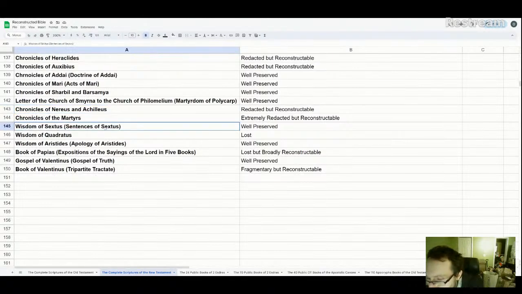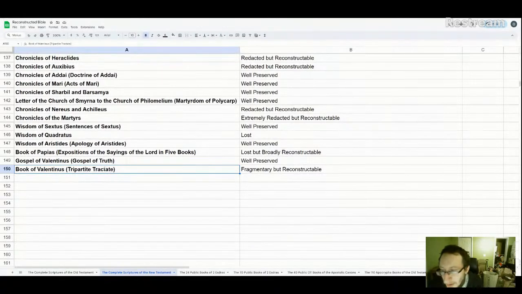Got the Sentences of Sextus, the Apology of Quadratus, the Apology of Aristides. Then we have the 5 books of Papias that are lost. We can probably reconstruct those pretty good, like a general outline. Then we have the Gospel of Truth, which I include. That's considered Gnostic by scholars. And then we have a book of Valentinus, I believe, is by him. It's called the Tripartite Tractate and is also considered Gnostic as well.